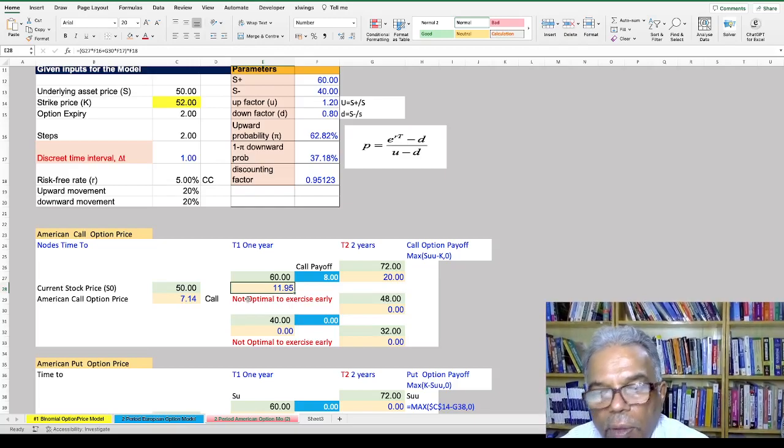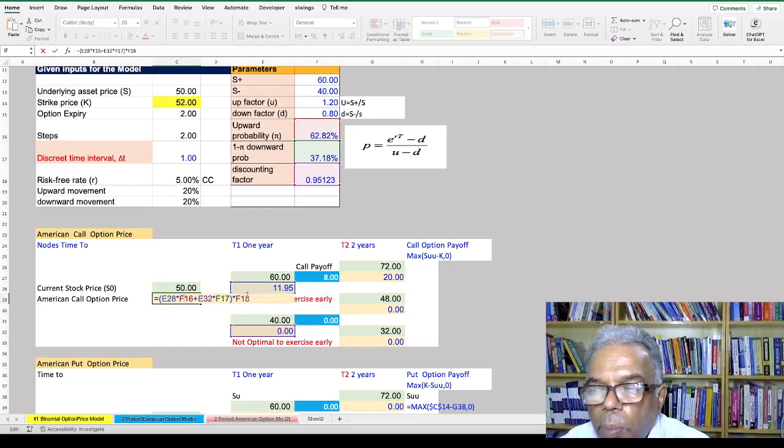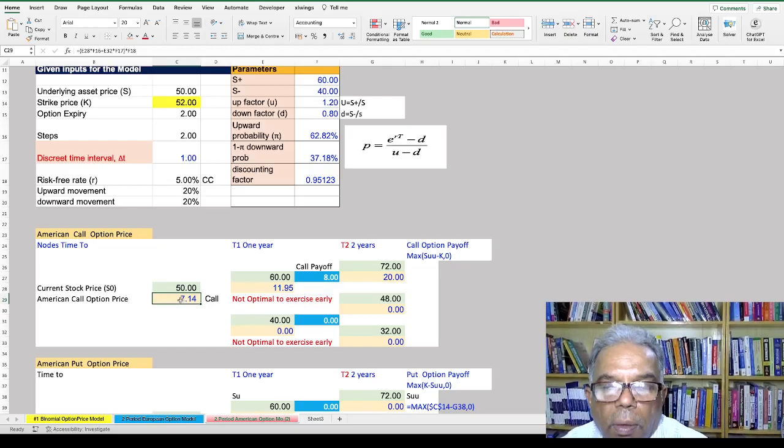Though we have an American option, in the second node here also we cannot exercise. So we again take 11.95 into the upside probability plus 0 into the downside probability, into the discounting factor. We can calculate 7.14. So though these are American call option calculations, we are unable to exercise early. Whether it's European or American, in this example both are the same.